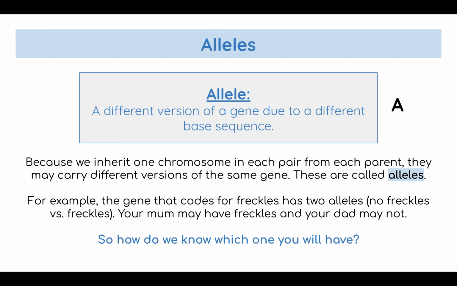We've already looked at this first bit. So, for example, the gene that codes for freckles has got 2 alleles, no freckles and freckles. Your mum might give you the freckles gene, but your dad might not. And then that's when we have to figure out which one will you end up with. If you get 2 different alleles, how do you know what trait you're going to have? And bear in mind, it's a lot more complicated than this. This is very, very simplified, but it's a cool example of how things can work out.